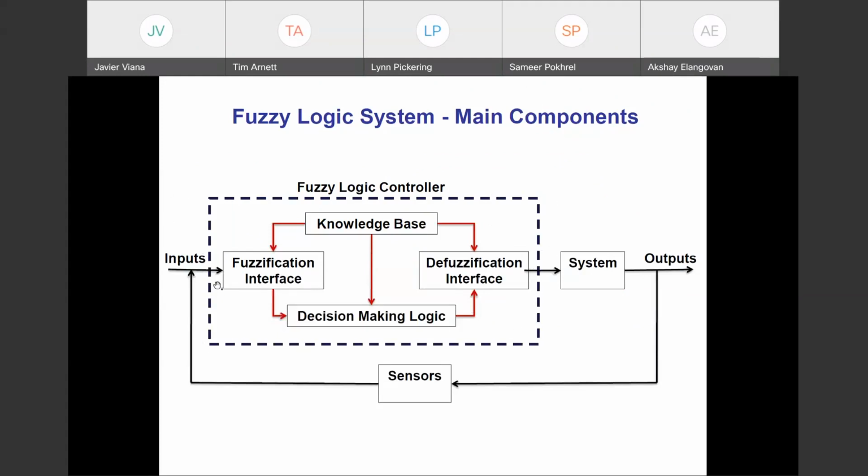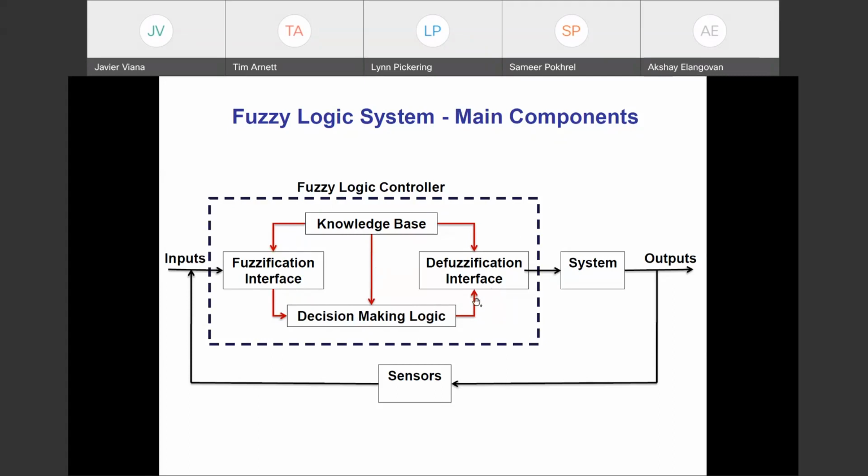We get some inputs in. It goes through some fuzzification interface. So it gets fuzzified, meaning you evaluate it in your membership functions and you get your membership values out. That then goes to your rule base. So this describes all of your inferencing. So the associations of your input fuzzy sets and your output fuzzy sets.